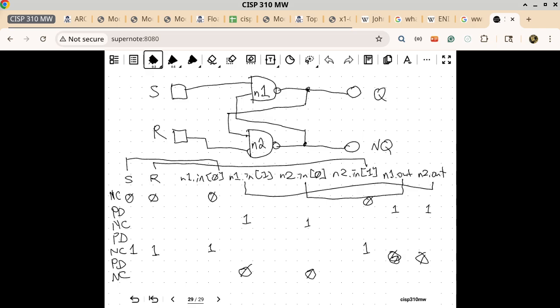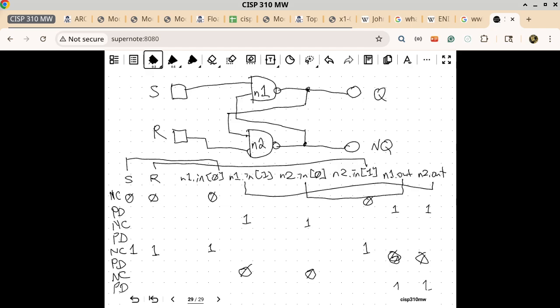So at this point, we can see that N1 dot in bracket 1 is now a 0, which means after a certain propagation delay, we'll do one more row. This is a PD. After a certain propagation delay, the output of N1 is going to become a 1, and then the output of N2 would also become a 1 because it is in a very similar situation. With N2, one of the inputs is now a 0, so that's why the output becomes a 1.